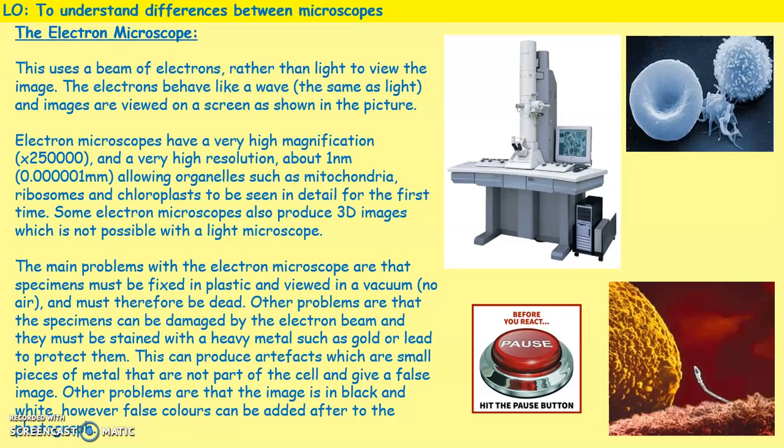This can sometimes produce artifacts, which are small pieces of metal that are not part of the cell and give a false image. Other problems with the image is that it's in black and white, but like the picture at the bottom of the egg and sperm here, we can give them false colours so that we can make them appear more interesting and easier to see.